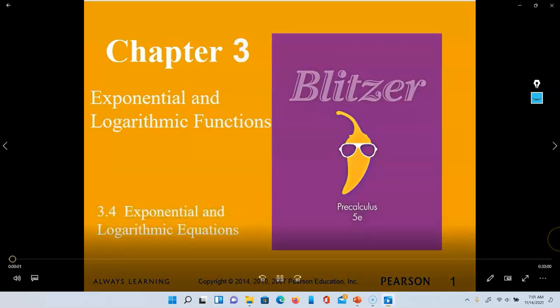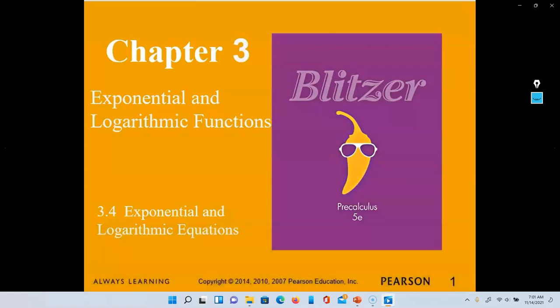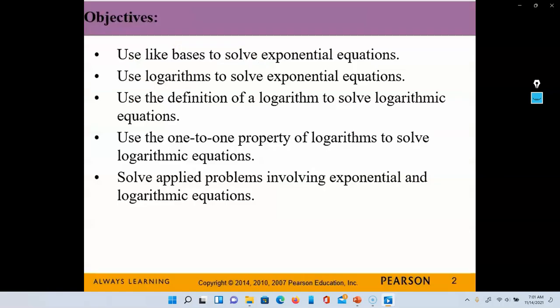As we go on in Chapter 3 to Topic 4, Exponential and Logarithmic Equations, we're going to use many of the skills we just had to solve these equations. Let's look at the objectives.